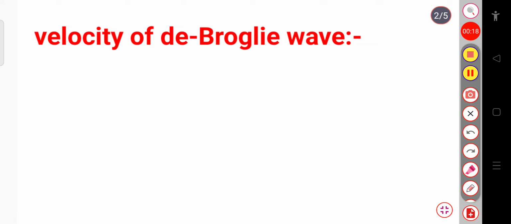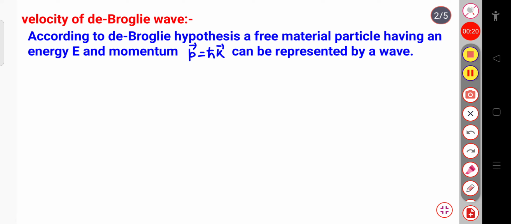According to the de Broglie hypothesis, a free material particle having an energy E and momentum p equal to h cut k can be represented by a wave. Let us choose a plane wave. Suppose this is psi, the wave function, and it is a function of r and t, that is the position as well as the time.